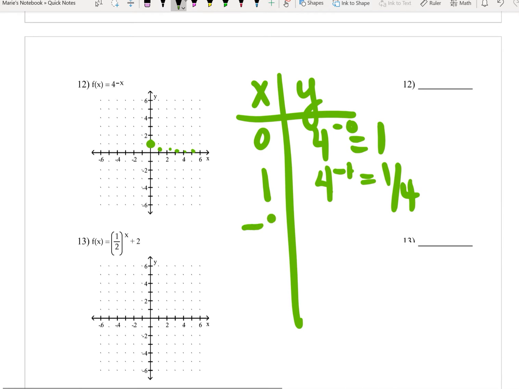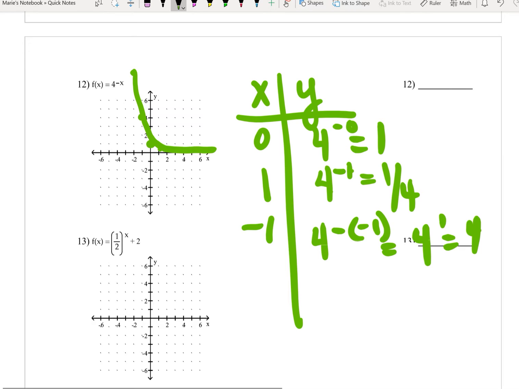But if I use -1, this becomes 4 to the -(-1), which gives me 4 to the 1 power, which is 4. So when x is -1, this is 4. And obviously 16 will be somewhere up here when I do the negatives, right? And that should look something like that. Again, you choose your correct answer based on 4 possibilities.